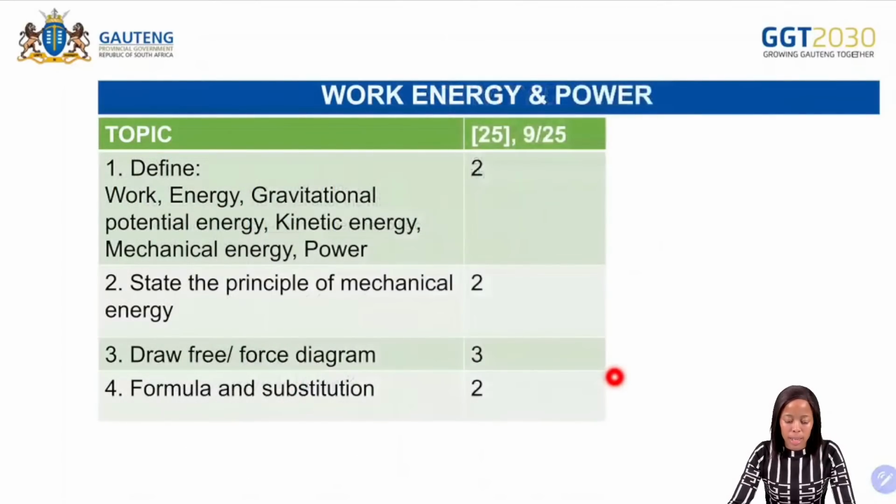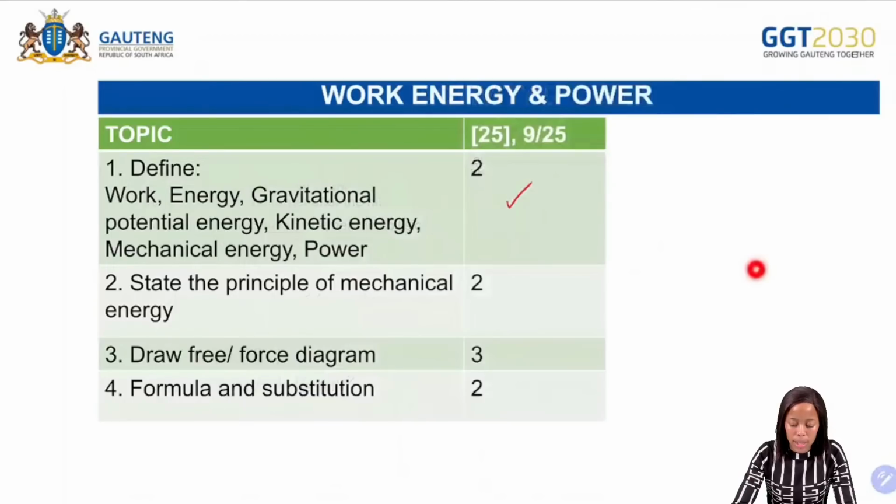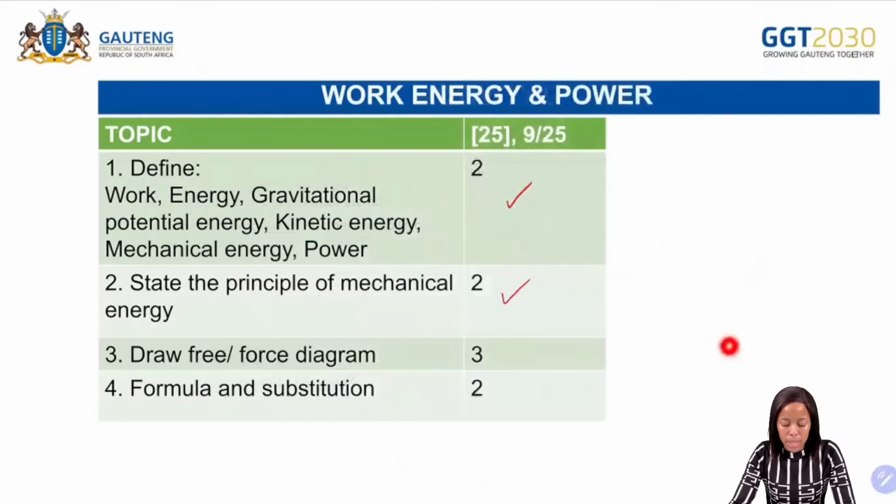Next one, we have work, energy, and power. So again, 2 marks for the definitions. So those are the definitions that you have in terms of the examination guideline. And then you need to state the principle of mechanical energy there. Then draw a free body or a force diagram. And then we also have what? We also have formula and the substitution.